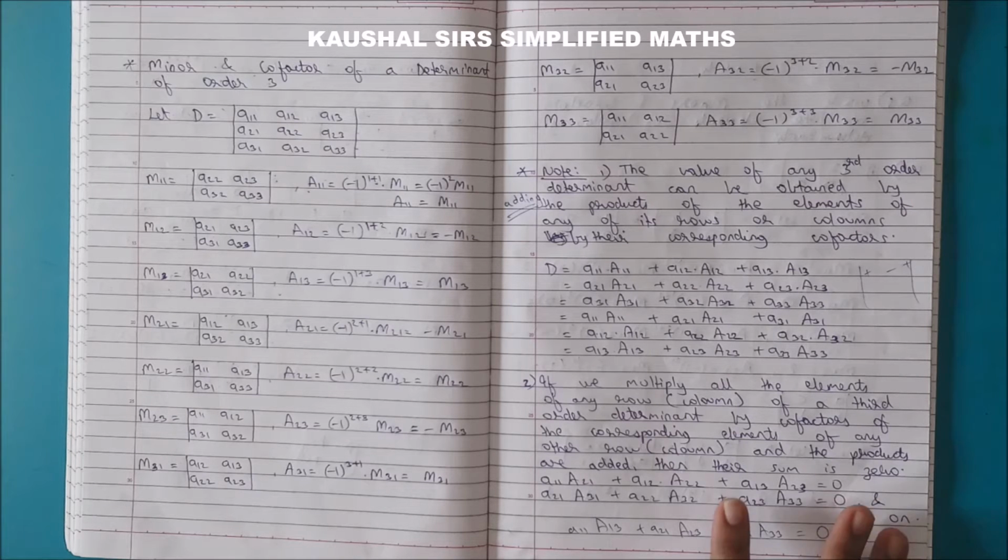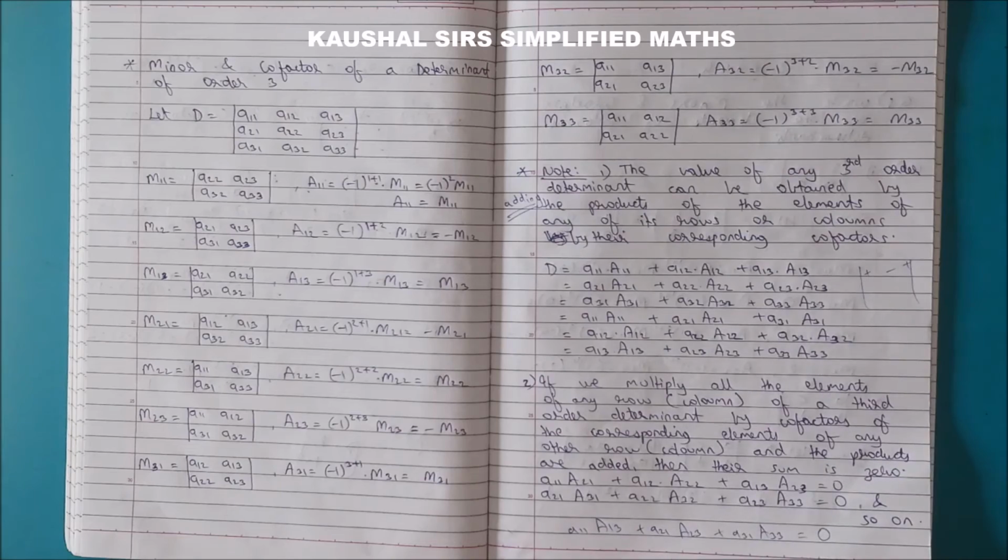Clear? Okay. So students, I hope you have understood how to find minors and cofactors of a determinant of order 2 and the determinant of order 3. So let's begin the exercise.